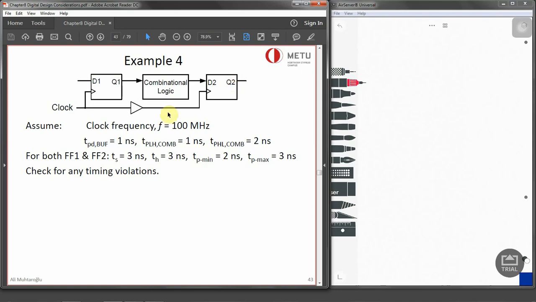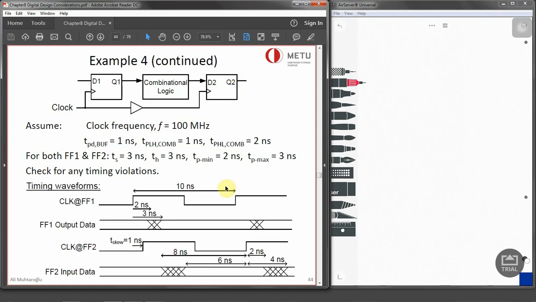Now, before we get into the calculation, we can show the timing waveform. The clock of flip-flop 1 is running at 100 megahertz. We need to have a 10 nanosecond period for 100 megahertz. The propagation delay of the first flip-flop is 2 nanoseconds minimum and 3 nanoseconds maximum. Then we have the valid output data over there. And then we have flip-flop 2, but flip-flop 2 will have a skew because of the buffer. So 1 nanosecond will be delayed from flip-flop 1 to flip-flop 2, as you can see.